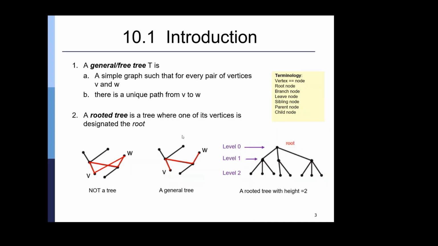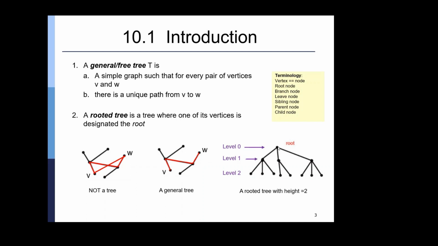Now, the second drawing is a tree because to get from V to W, there's only one path. Likewise, for every other vertex, it is the same. It is impossible to have more than one path. But this is not a rooted tree. It's just a general tree or a free tree. A more useful tree is called a rooted tree, whereby it looks more organized.